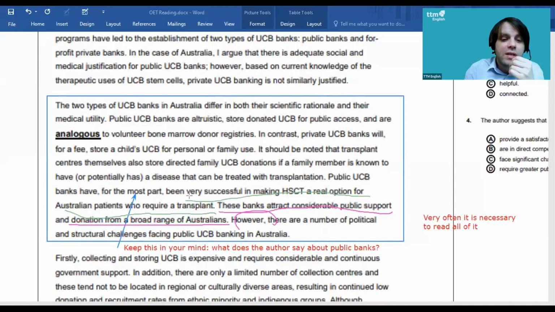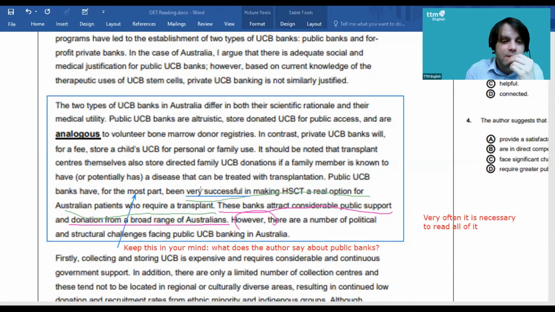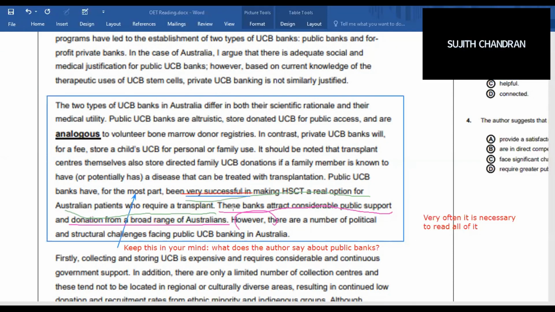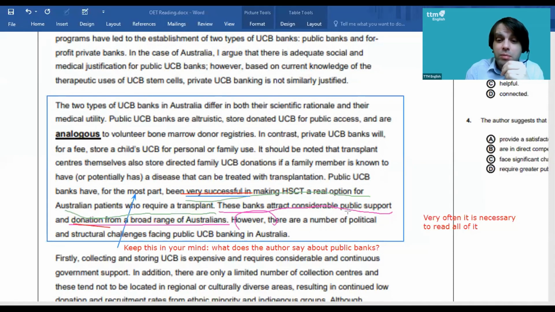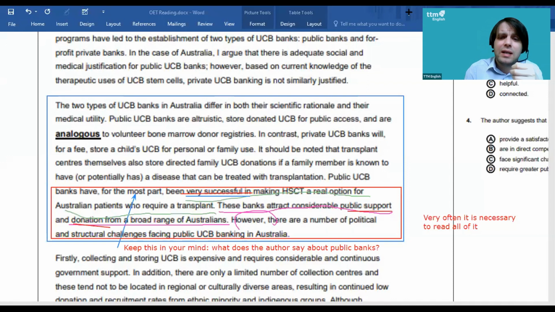Yeah, good. And what does this suggest? It is successful. Has been very successful. And they get donations, and they get public support. So can you summarize this? What does the author suggest about public banks here? Satisfactory result. It was very successful and supportive. They're good, yeah? And they're supported by the public. They're satisfactory. All right, now let's go back and think about which option that could possibly be.